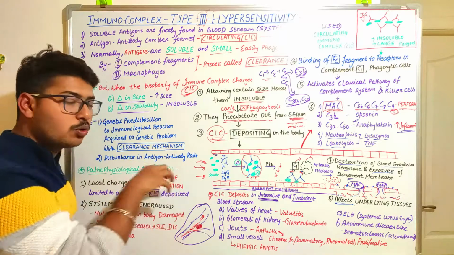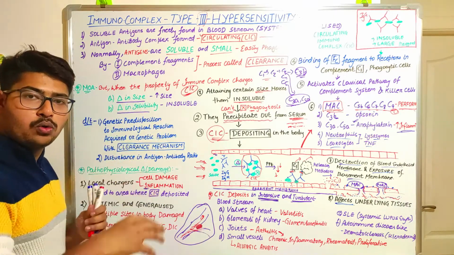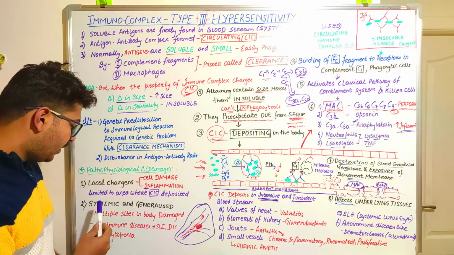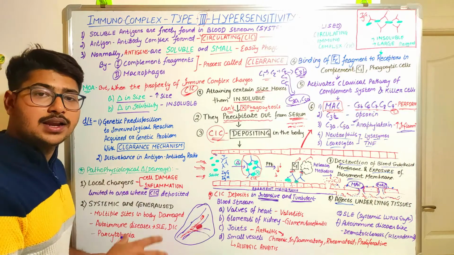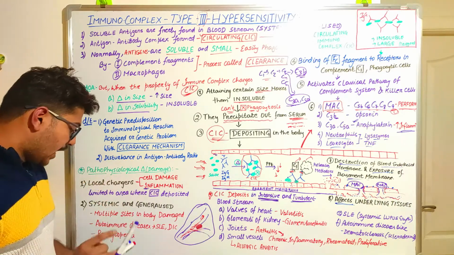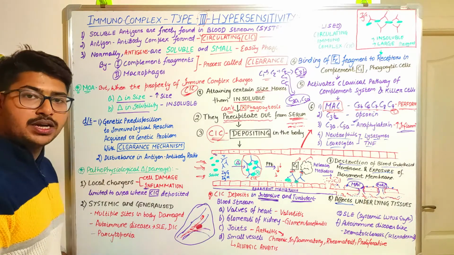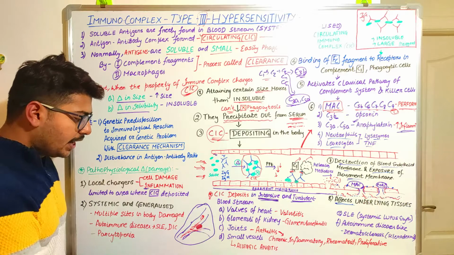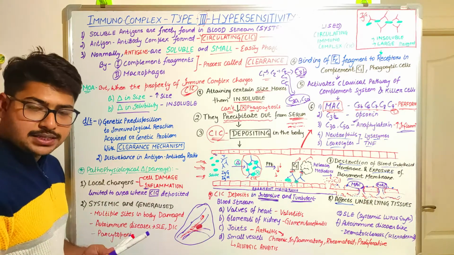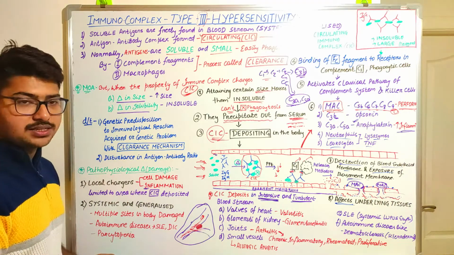Next, as the CIC circulates all over the body in our circulatory system, it will cause systemic and generalized damage. What are these? It can be multiple sites damage. It can be autoimmune disorders like systemic lupus erythematosus and disseminated intravascular clotting, and it can also be pancytopenia, a decrease in the number of blood cells.